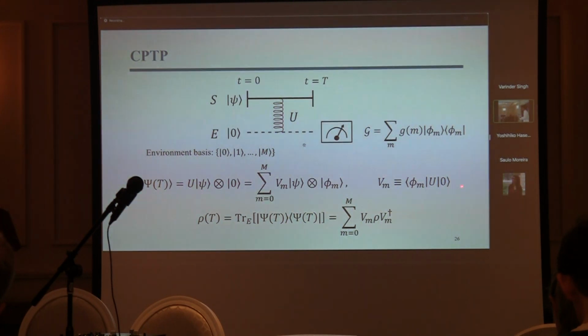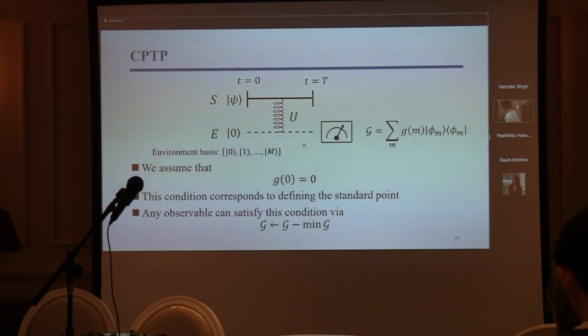So this is a Kraus operator. If we trace out the environment, then of course we recover the conventional Kraus representation. Then I'm going to obtain the TUR for this general system. Suppose the environment basis is given by this one, and suppose that this eigenvalue satisfies this condition, G0 equals 0.